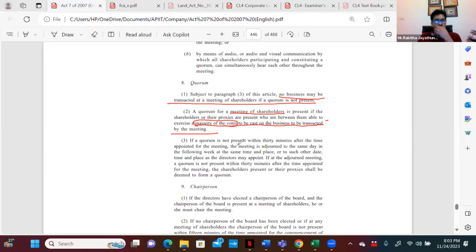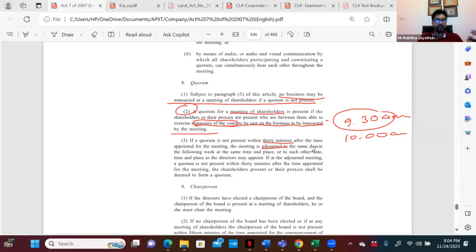What if the quorum is not satisfied? Let's assume you have scheduled the meeting at 9:30 a.m. in the morning. You have said, okay, we are starting the meeting at 9:30. But quorum is not satisfied as per paragraph 2 of article 8. Then you have to wait for 30 minutes, half an hour. You have to wait until 10 a.m. After that also, if the quorum is not satisfied, then can we conduct the meeting? No. No meeting can be conducted. The only thing that you can do is postpone the meeting, adjourn the meeting.